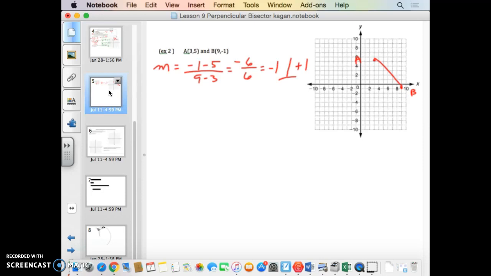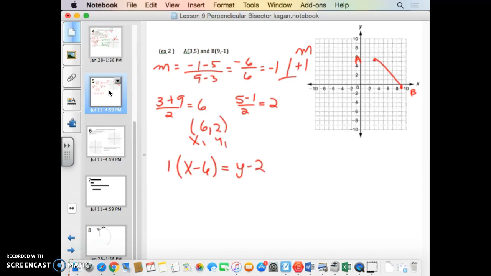Second is my midpoint. 3 plus 9 divided by 2, and 5 minus 1 divided by 2. So this is 6. That's 12 divided by 2 is 6. That's 2. So my midpoint is (6, 2). So that's x1, y1. And here's m. Now I'm going to replace it into the formula. So x minus 6 equals y minus 2. So I'm going to add 2. x minus 4 equals y.